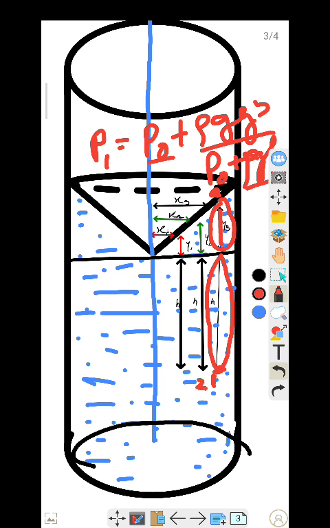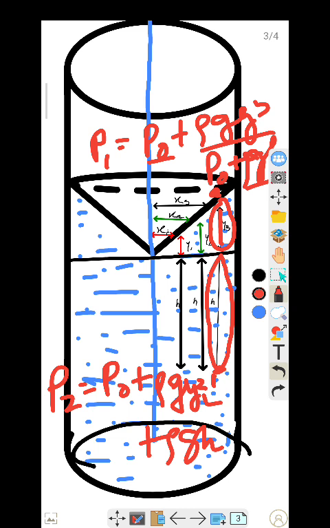Similarly, at point 2 the pressure P2 will be P naught, the atmospheric pressure, plus rho g y2 plus rho g h. This will be the total pressure at point 2, right. So this way pressure will differ at different points.